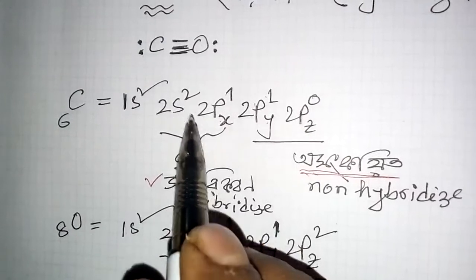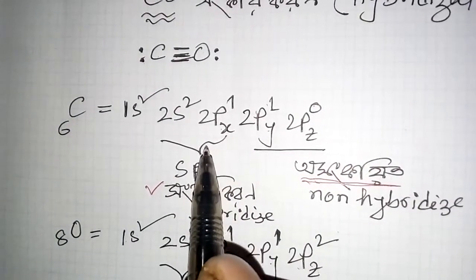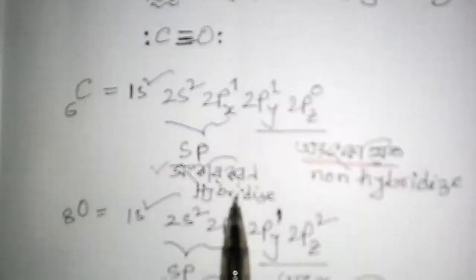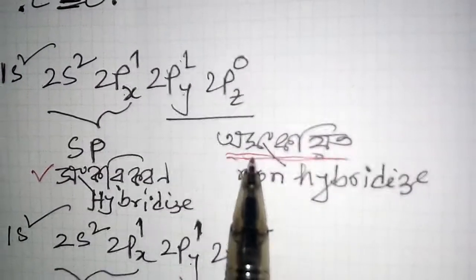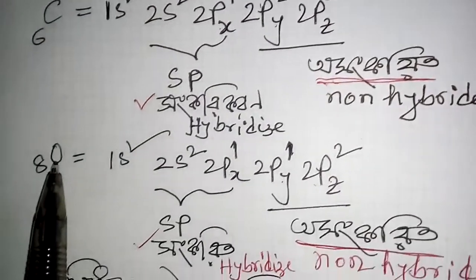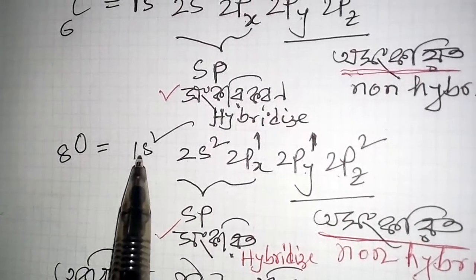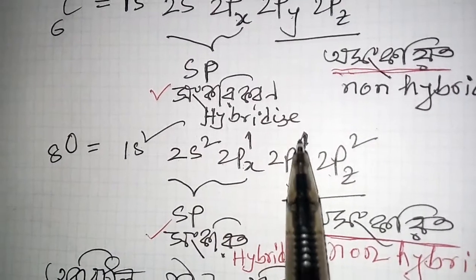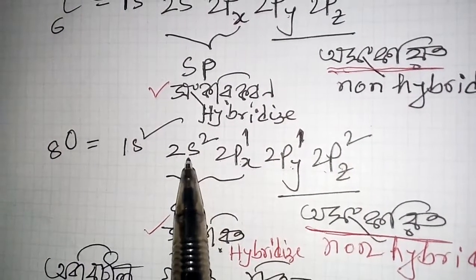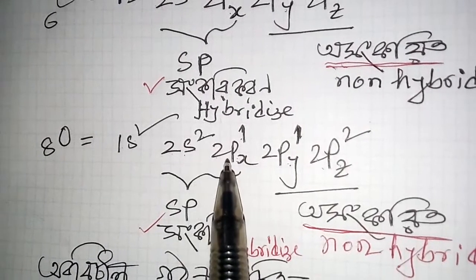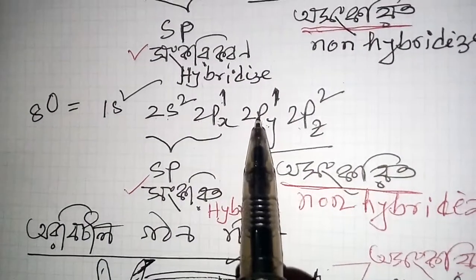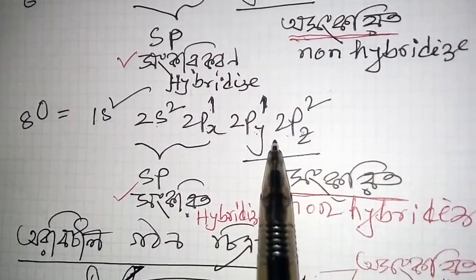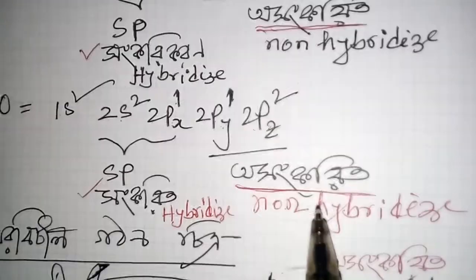These 2s2 and 2px1 mix with each other and form an sp hybridized orbital, and this 2py1 and 2pz0, these two are non-hybridized orbitals. Similarly, oxygen has atomic number 8, and the electronic configuration is 1s2, 2s2, 2px1, 2py1, 2pz2. These 2s2 and 2px1 orbitals mix with each other and form an sp hybridized orbital, and these 2py1 and 2pz2, these two are non-hybridized orbitals.